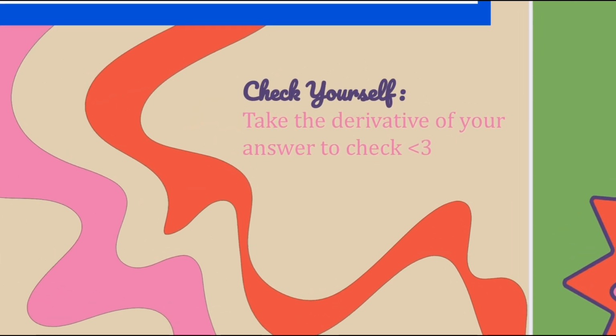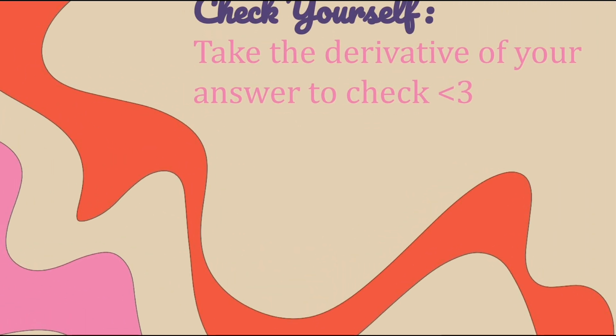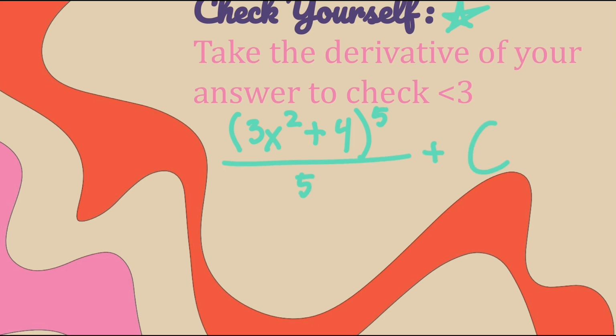One good thing about doing these is that you can actually check yourself by taking the derivative of your answer to check. Let's go ahead and check our answer. But before I get started, let me write the answer that we got down so I don't have to zoom out. So that's going to be (3x squared plus 4) to the 5th over 5. And you never forget the c, plus c.